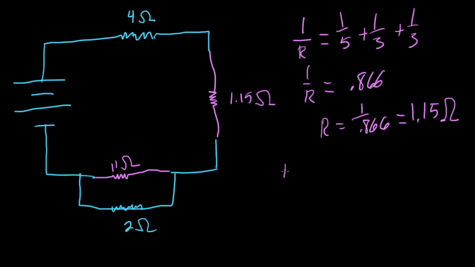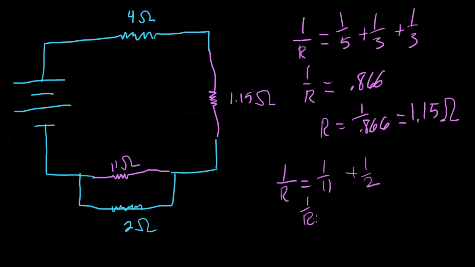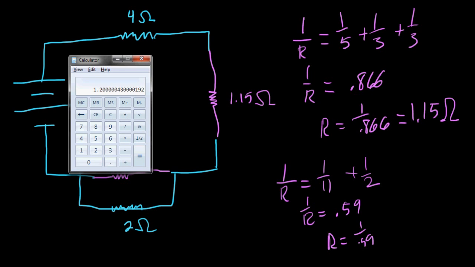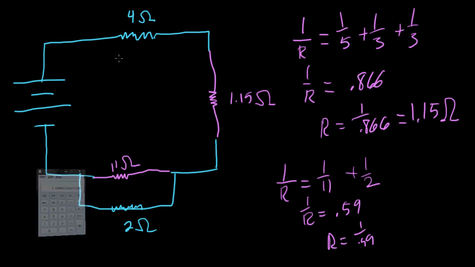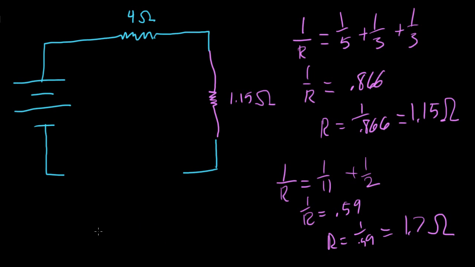11 and 2, hey, those are in parallel, so 1 over R equals 1 over 11 plus 1 over 2. 1 over 11 plus 1 over 2 is 0.59. So 1 over R equals 0.59. R equals 1 over 0.59, about, call it 1.7 ohms. So we can replace that parallel with its equivalent, which would be a single 1.7 ohm resistor. And now we just have a series, so we can just add.